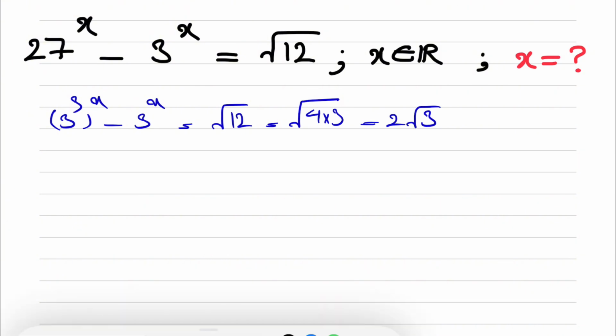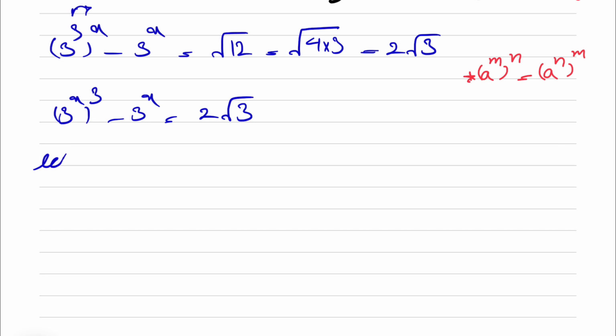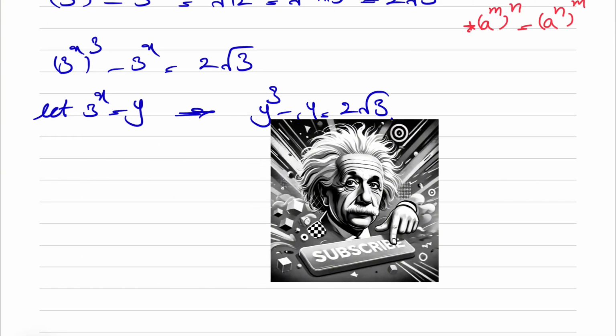So if we look at the first expression, we have a to the power of m to the power of n, which will be a to the power of n to the m. So basically we can switch these two. So 3 to the x to the power of 3 minus 3 to the x is equal to 2 square root of 3. So we're going to let our 3 to the x be y. So if we do that, our equation will be y cubed minus y is equal to 2 square root of 3.